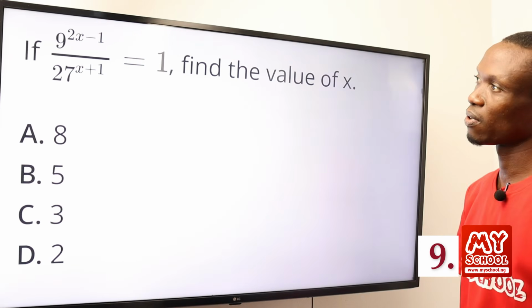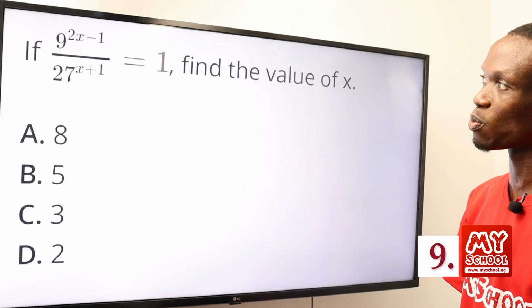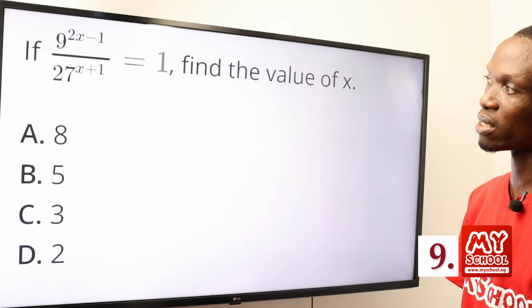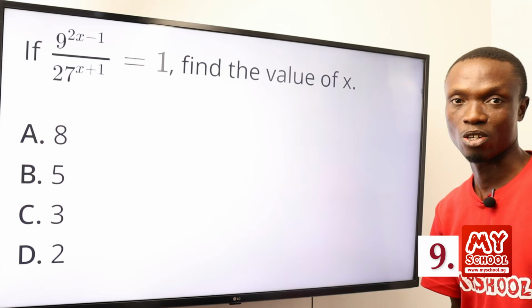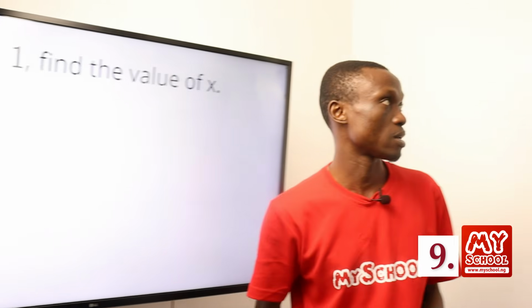133. Question 9. If 9 raised to power 2x minus 1 over 27 raised to power x plus 1 is equals to 1, find the value of x. So let's move over to the board to provide answer to this question.